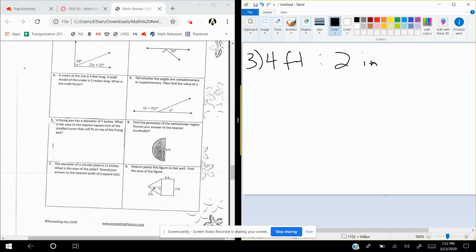Okay, I put a colon there. I don't know why I did that more than once there.